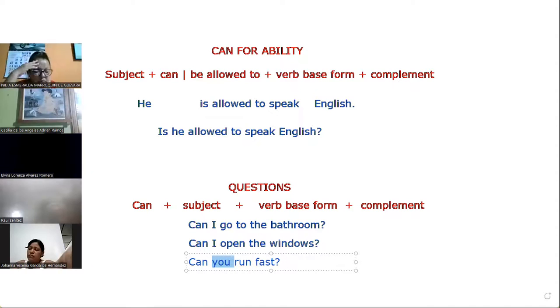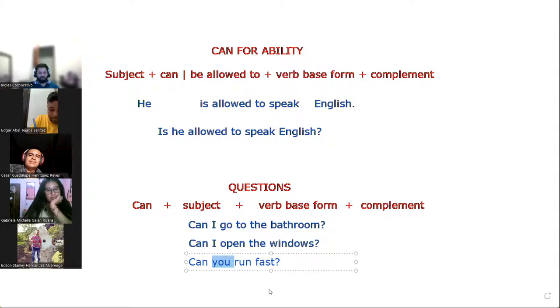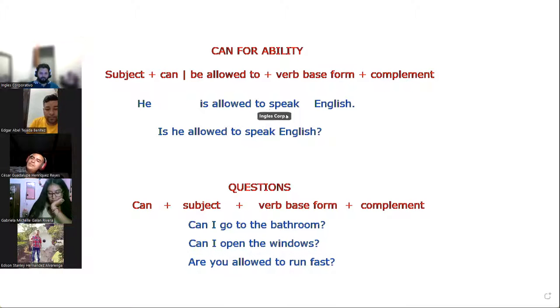So how do I turn this into permission if it is confusing? Are you allowed to run fast? Very good. So we will say, are you allowed to run fast? Pretty good. Thank you. All right. So we're going to say, guys, are you allowed to run fast, right? Okay. So far, so good, guys? So far, so good, teacher. All right. So this is can for permission.